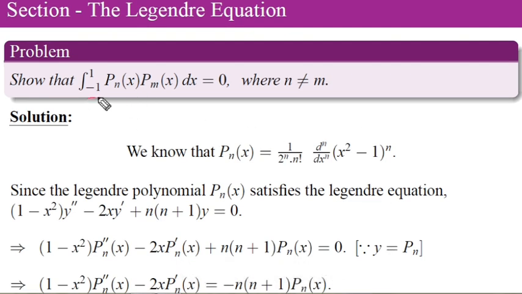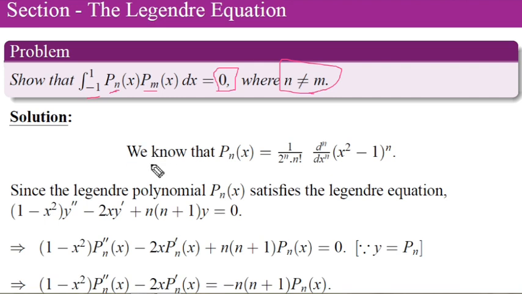Show that the integral from minus 1 to 1 of Pn of x into Pm of x dx equal to 0, where n is not equal to m. This is the important one. We are going to prove that the integral from minus 1 to 1 of Pn into Pm dx equals 0; we do not need to find the solution. Here Pn is different from Pm; Pn and Pm are not the same.